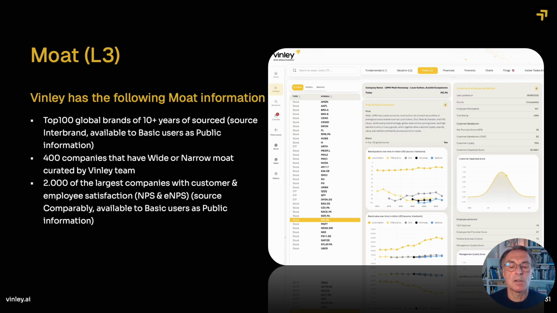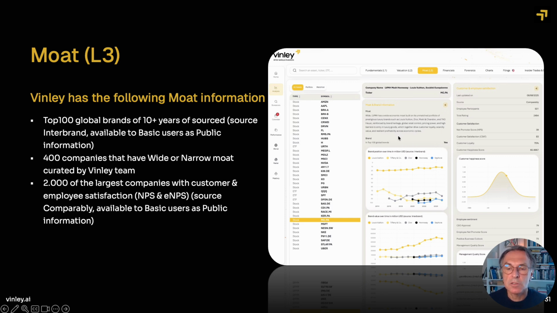So I'm sticking here with my example of LVMH. One of the tickers of LVMH is MC.PA on the Paris Stock Exchange. And just to explain what we have in moats: we have, rough cut, 13 years of the top 100 brands in the world. So Vinley will tell you, for any company, yes or no, is the company part of the top 100 global brands?